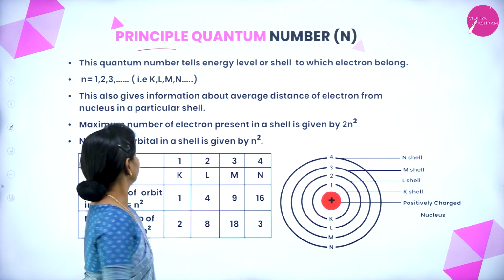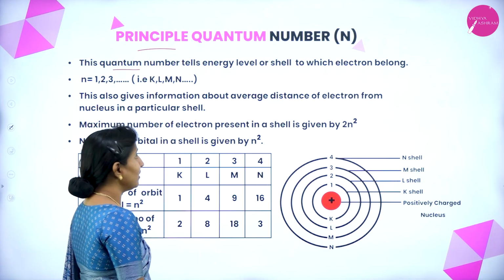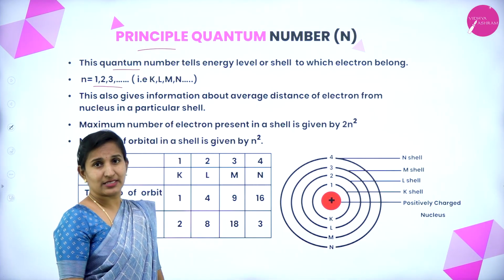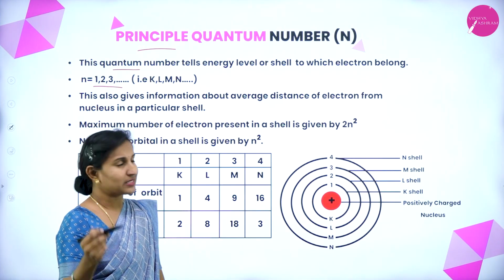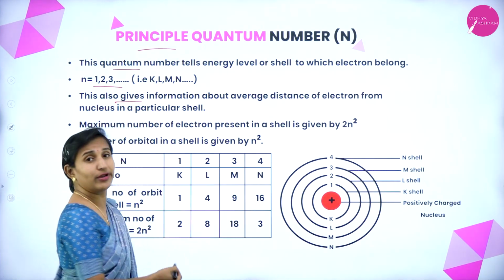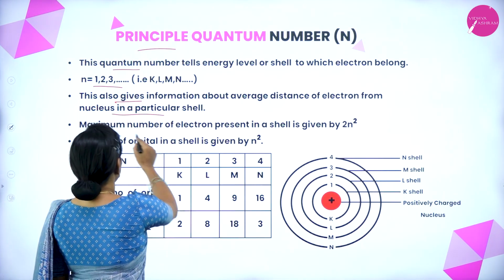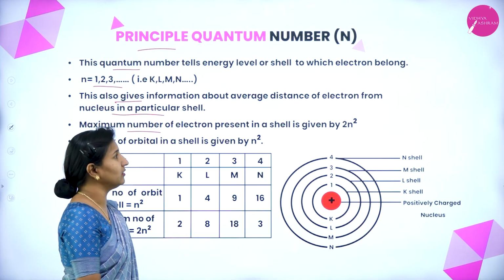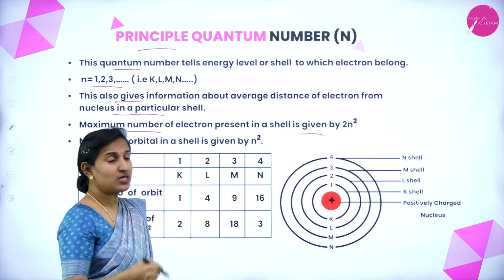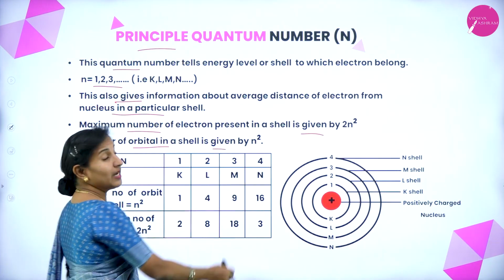Principal quantum number. This quantum number tells the energy level or shell to which an electron belongs: n equals 1, 2, 3, etc., that is K, L, M, N, etc. This also gives the information about the average distance of an electron from the nucleus in a particular shell. The maximum number of electrons present in a given shell is given by 2n squared. The number of orbitals in a shell is given by n squared.